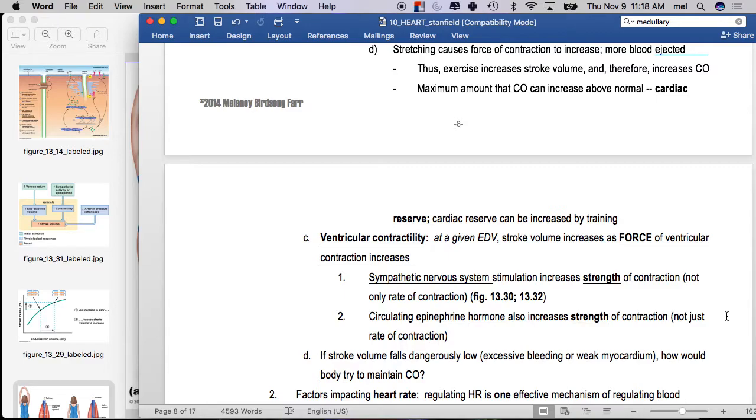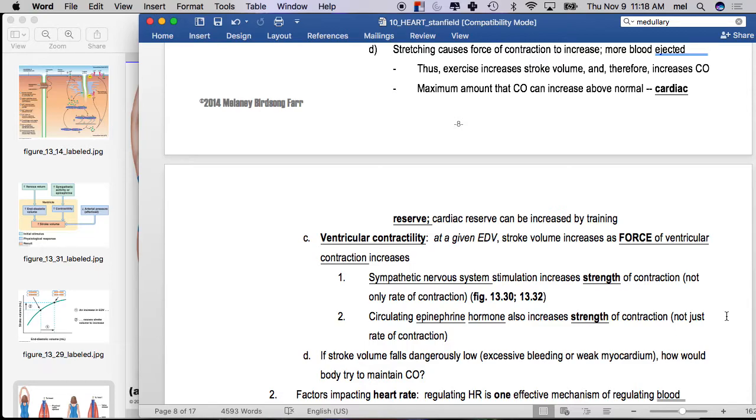Stretching will cause the force of contraction to increase and more blood is going to be ejected. So what I want to talk about, just the last thing, is that exercise will increase your stroke volume, which allows for your heart rate to decrease. And this is good for the long-term health of the system, right? Totally good for the long-term health of the system. You're using it less frequently but more efficiently, and that's good for any machine, right?